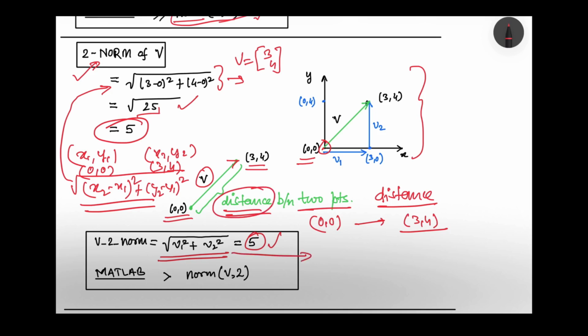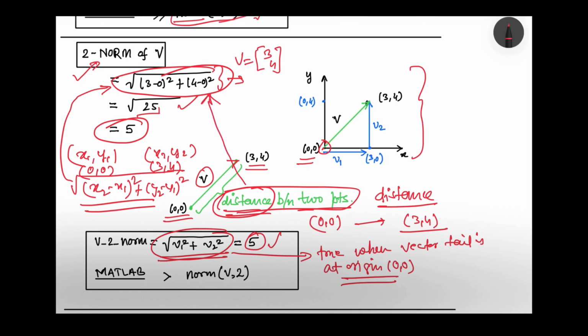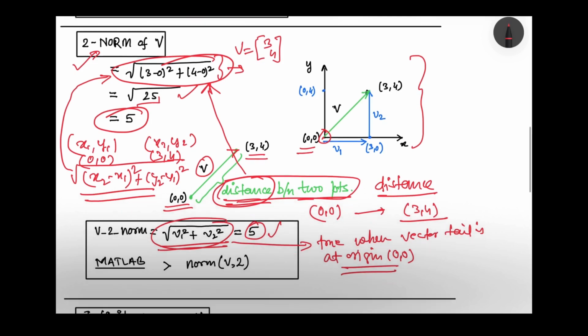Now this particular formula is true when the vector tail is at the origin 0, comma 0. If it is not, then simply use the formula for finding the distance between 2 points. Using this formula will give you the second norm. So that is how we find the second norm.